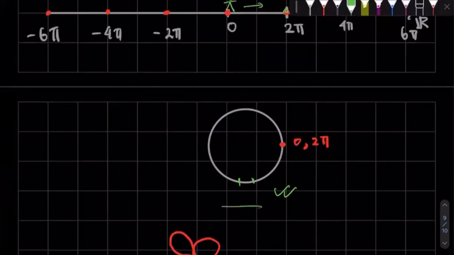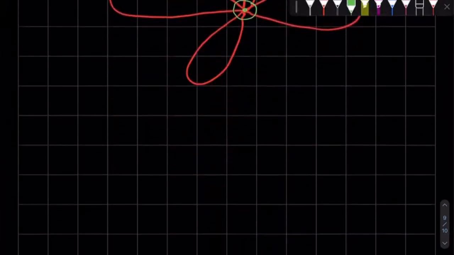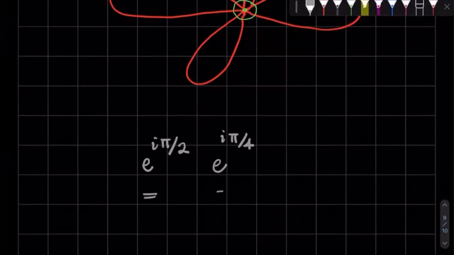Okay, Rahul, but is it clear what we're doing here? Yes, sir. Okay, so this is actually interesting because now let's apply, say, let's take e to the power i, I don't know, what is 90 degrees? Pi by 2, right? And let's take e to the power i pi by 4. So this is 90 degrees, and this is 45 degrees, right?